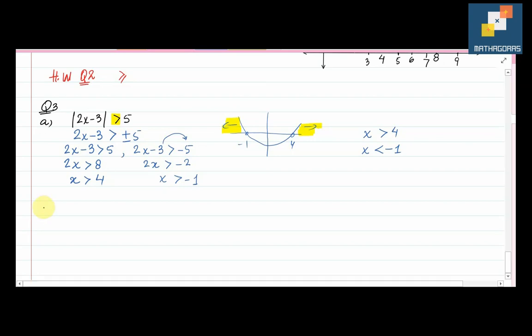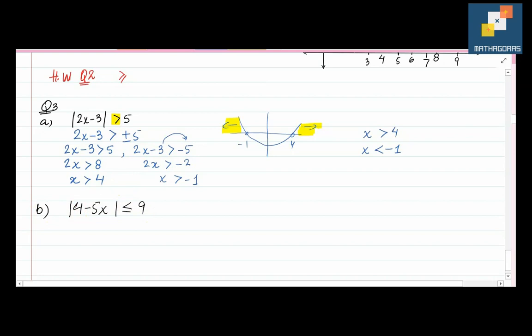In your next part, 4 minus 5x should be less than or equal to 9. First try it by yourself. Now, it is an easy question, right?